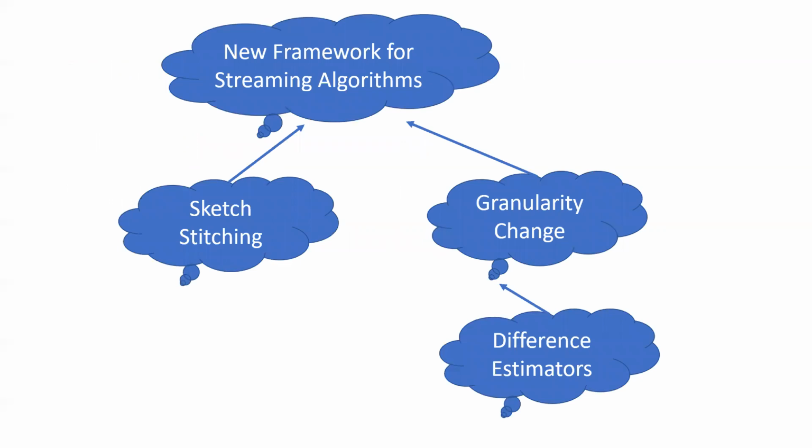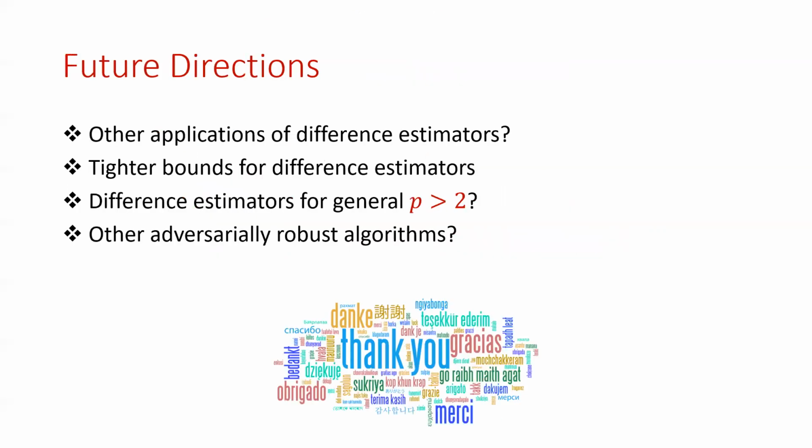So in summary, we provide a new framework for streaming algorithms. We use two concepts called sketch stitching and granularity change. And in our granularity change, because we want to have algorithms that use less space for cruder granularities, we introduce the concept of difference estimators to afford this. And surprisingly, this works for both the adversarially robust model and the sliding window model.